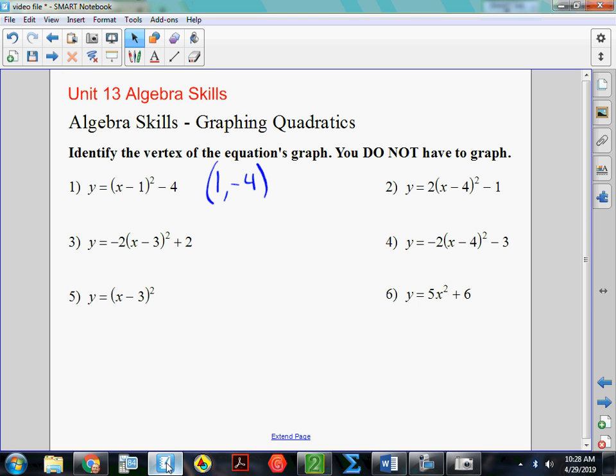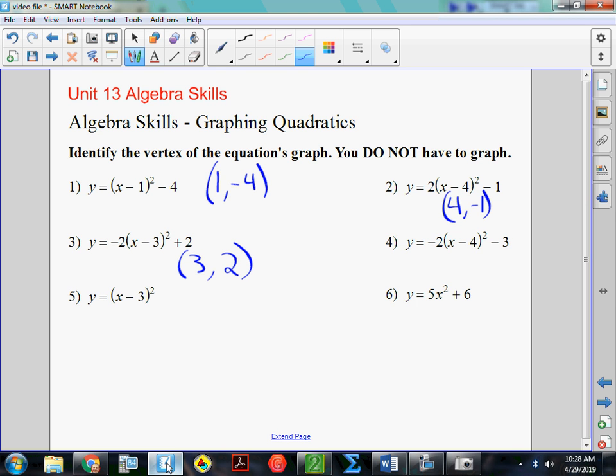So you can go back through and look at that again if you want, but that means for our x and y values, the x value is going to be the opposite and the y value is going to be the same. So for number 2, my vertex is going to be 4 to the right and down 1. X minus 4 is 4 to the right, minus 1 is down 1. For number 3, x minus 3 is 3 to the right, and plus 2 at the end is 2 up. So my vertex is at (3, 2).